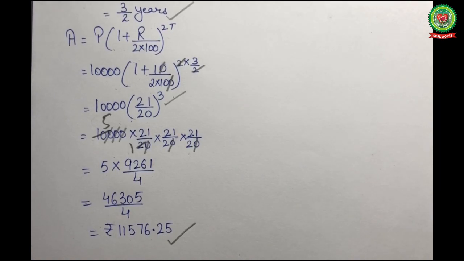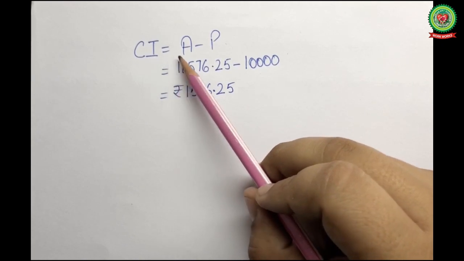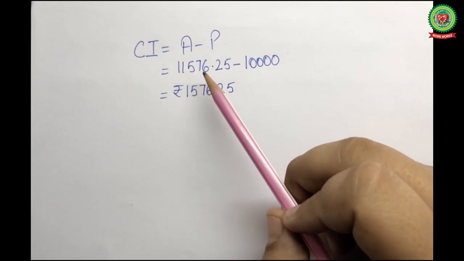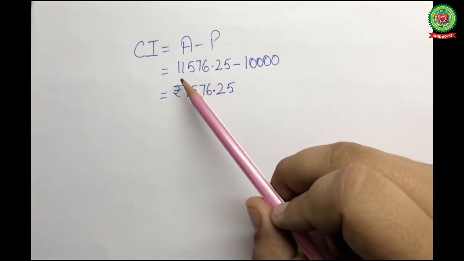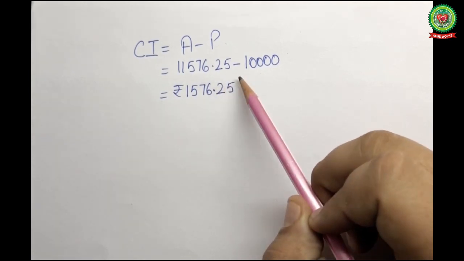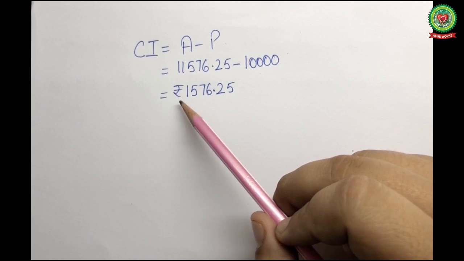Now we are going to calculate CI. The formula for CI is A minus P. So on substituting the values of A and P, we get 11,576.25 minus 10,000. So the final answer is CI is equal to rupees 1,576.25.